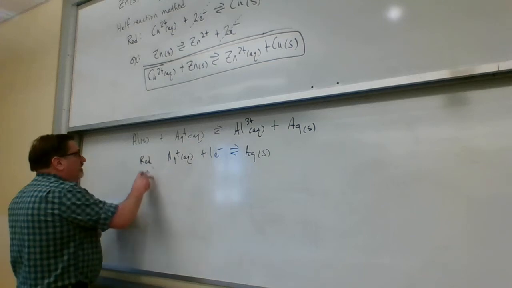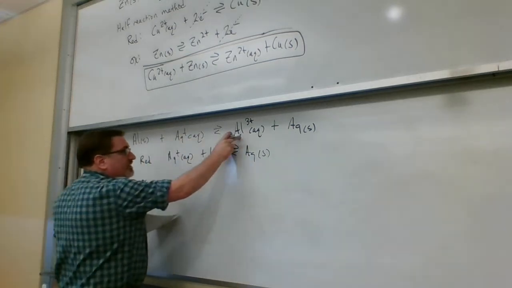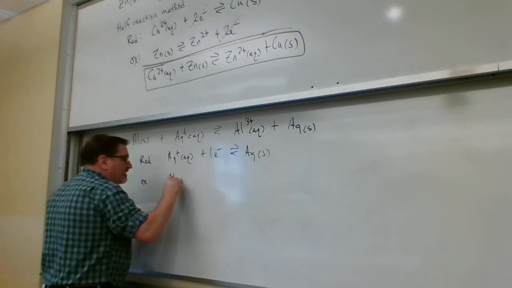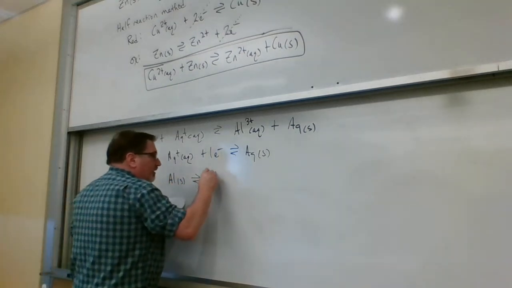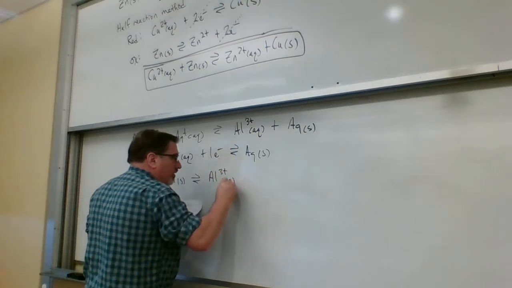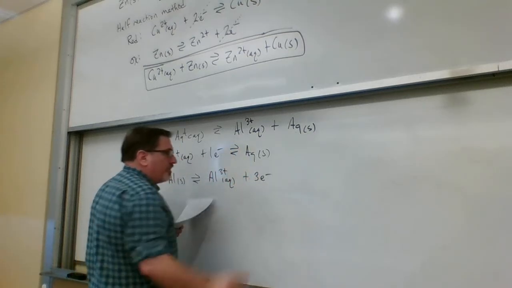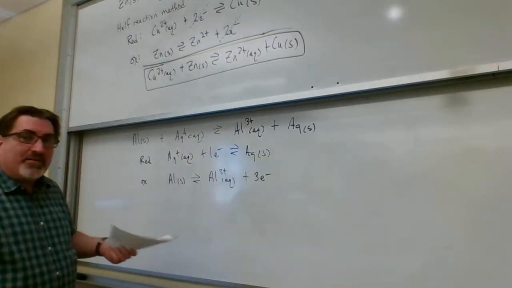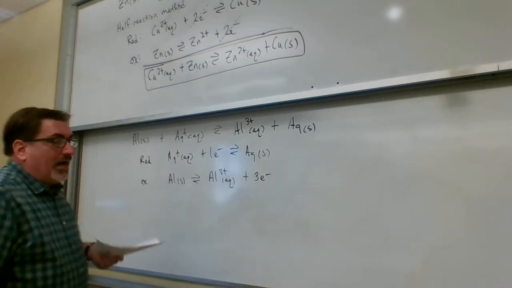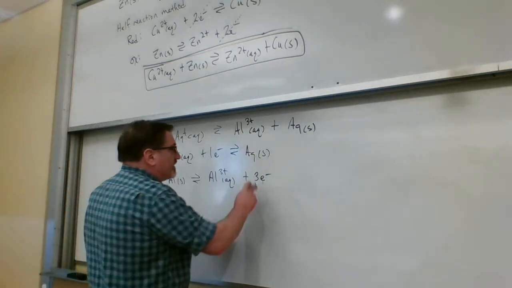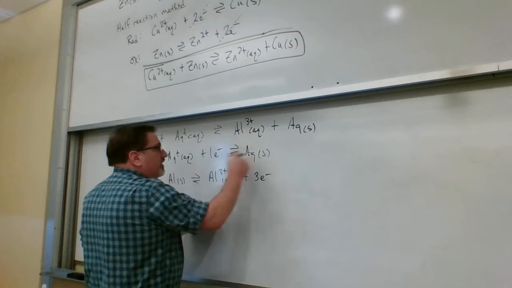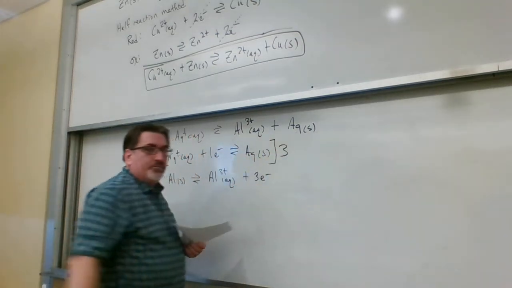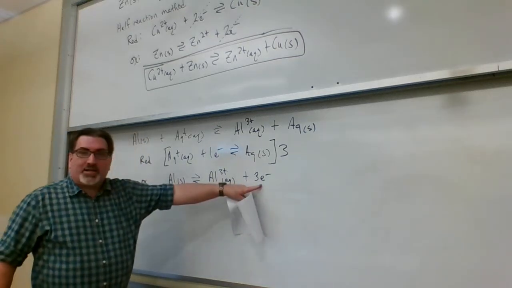Now in oxidation, Al goes from 0 to 3+. That's a 3 electron oxidation. So Al as a solid makes Al3+ plus 3 electrons. So we have individual half reactions. Now we have to balance the pair. And the way we balance the pair is that the number of electrons has to match. So we need to take the silver one and do that one 3 times because we have to use up 3 electrons.